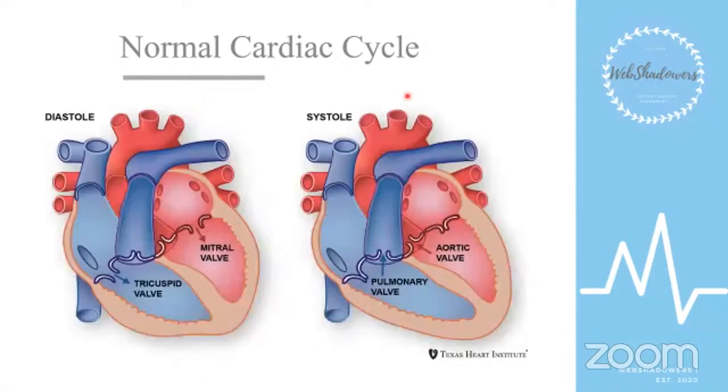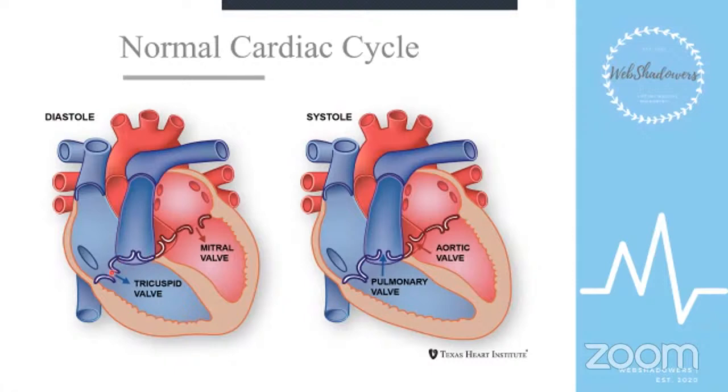All right, so like I said before, there's two main parts of the cardiac cycle. So we have diastole and systole. So the easiest way to think about this is that diastole is when the heart is filling, and systole is when the heart is ejecting. So basically the heart is squeezing during systole and the heart is relaxing during diastole. So what does that mean for the valves themselves?